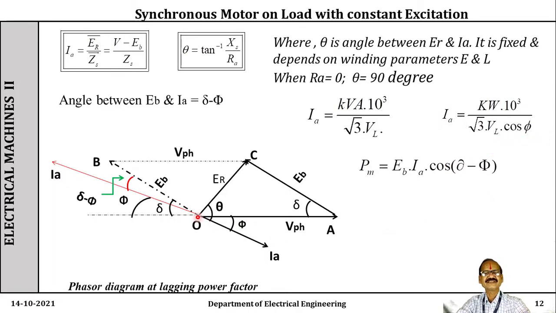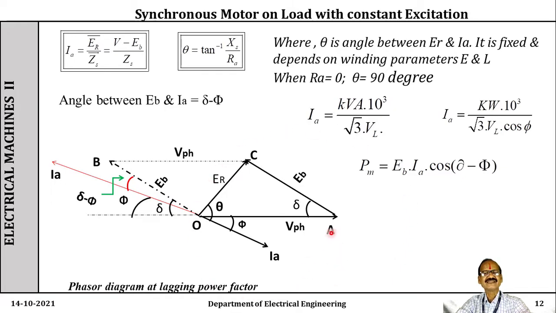Now see, this is the phasor diagram. OA is the per phase voltage. Then I_A is drawn lagging the voltage by an angle φ. Then draw the E_b making an angle δ. Join this parallelogram, that is E_b, and this V_ph is nothing but this one. The triangle which is shown by the dark line is important as far as the problem solving is concerned.